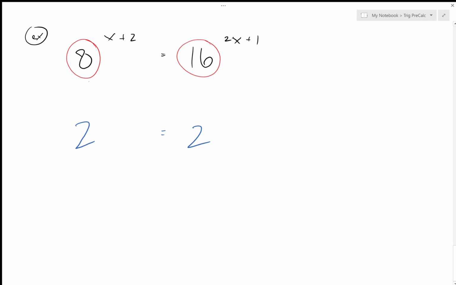All right, so 2 to what power gives me 8? So 2 times 2 times 2, so 2 to the third power. That's the same thing as 8. But we missed something up here. We still have this x plus 2 up here in the exponent. On this side, 2 to the fourth power gives me a 16. But remember, we still have the rest of the exponent from above that we need to attach here.